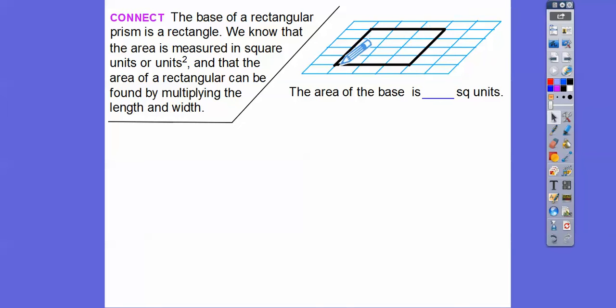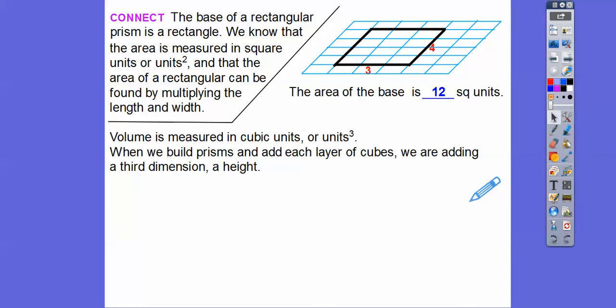So what is this length? I see 1, 2, 3. What's the width? 1, 2, 3, 4. So it's a 3 by 4 rectangle, so 3 times 4 is 12, 12 square units. Volume is measured always in cubic units. Area is always in square units.